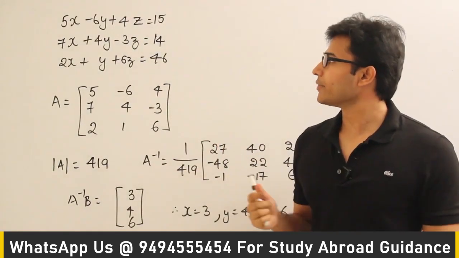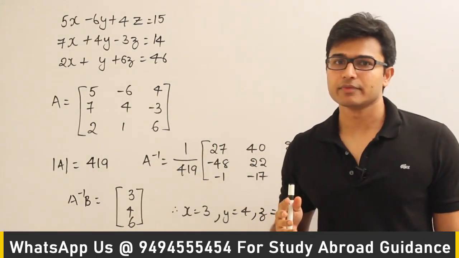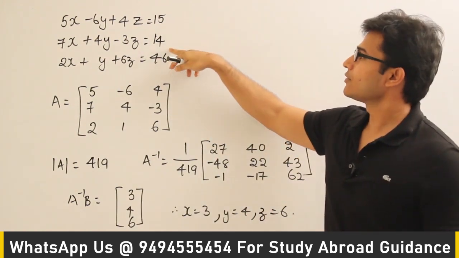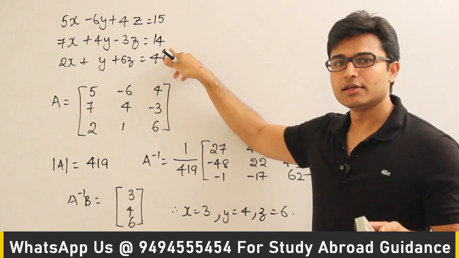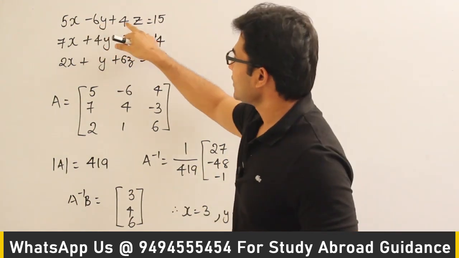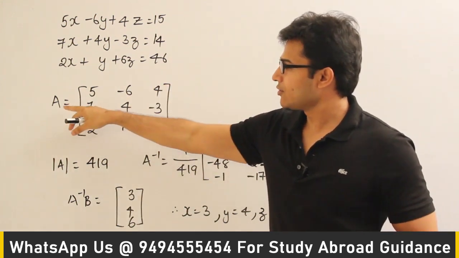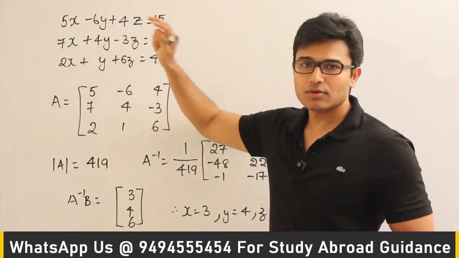Now let's solve this question. Again the question is the same. We are supposed to solve the system of linear equations. Three equations are given, and along with that three variables are given, x, y and z. As usual, we are supposed to find out the coefficient matrix.